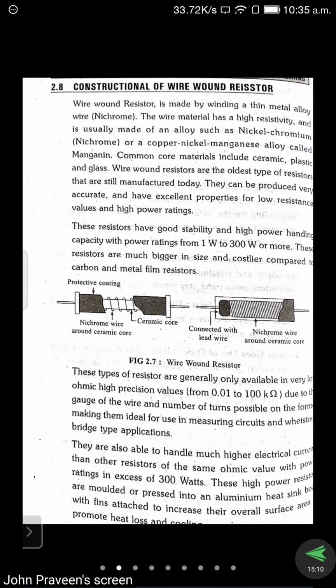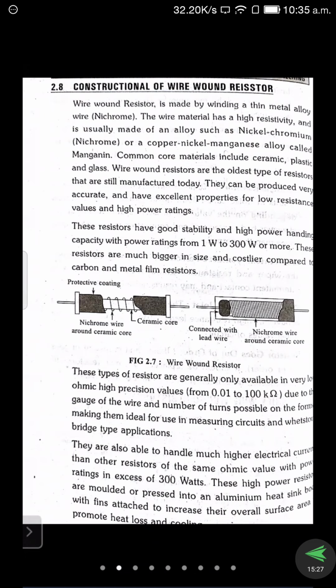When we see a small-size resistor, the first end and second end will be present. Here also the same thing is considered: first end, second end are provided. This type of construction is called a wire wound resistor.